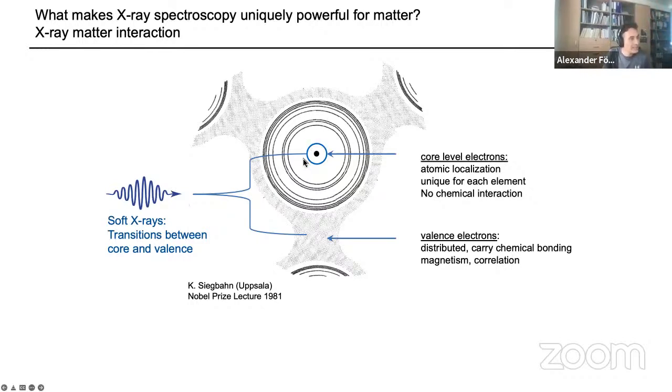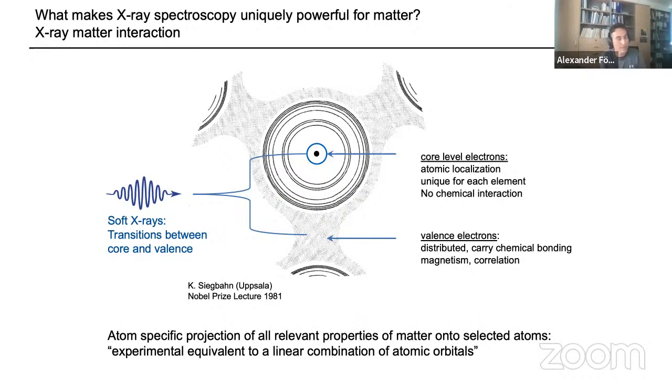And the point is, if we think that the core level electrons are completely localized on the positive nuclei, and the shared electrons carry all the interesting information, there is one way to link this, and this is the soft X-ray. The soft X-ray just has the energy to drive the transition between these completely localized electrons and the shared electrons, which really are important for chemistry and material properties.